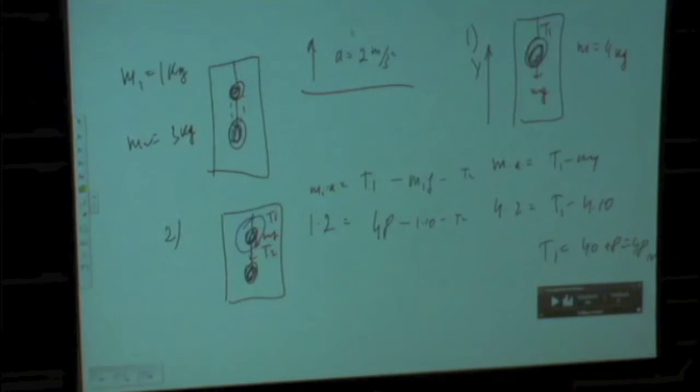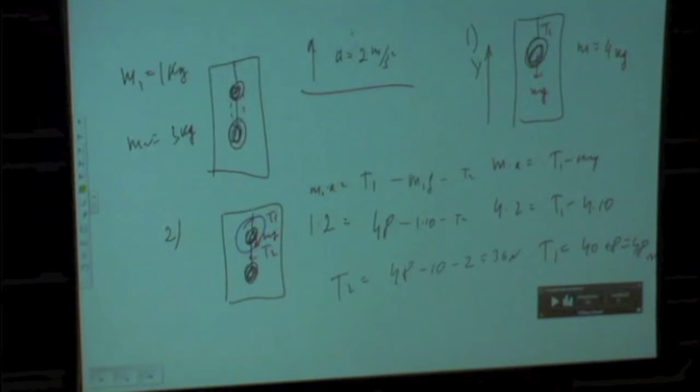For this system, the same force now is not internal, it's an external force, so it has to be a part of the second law. And we can use it to calculate this tension T2. T2 will be equal to 48 minus 10 minus 2, 36.